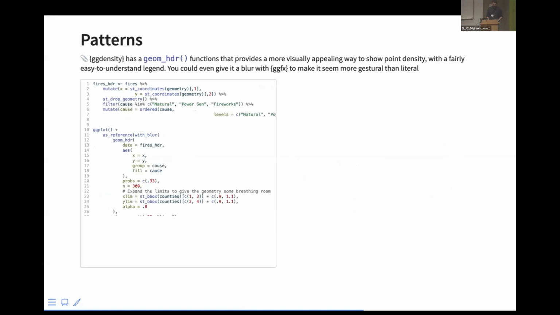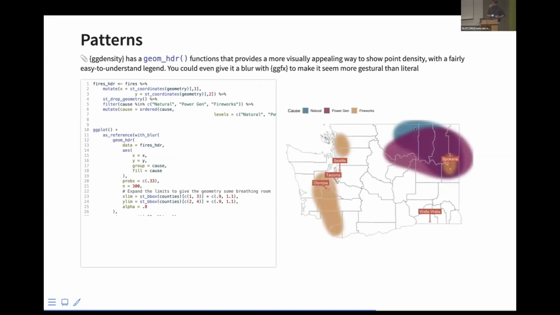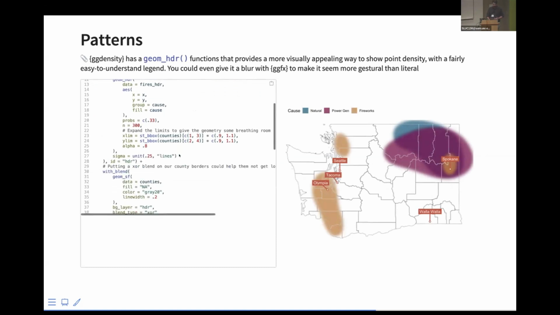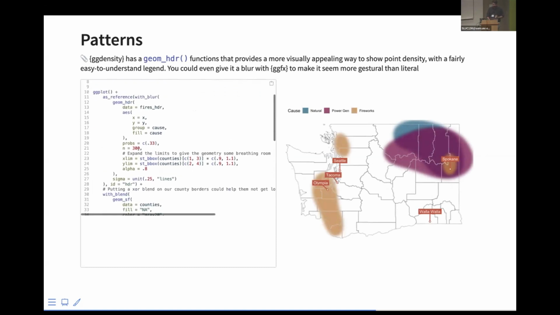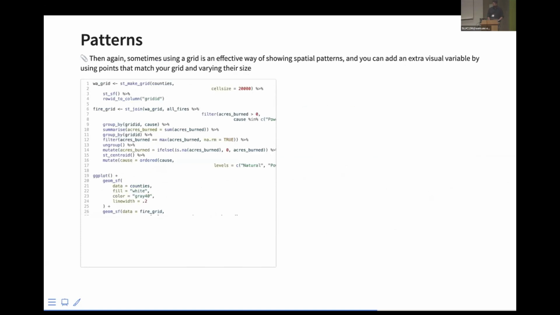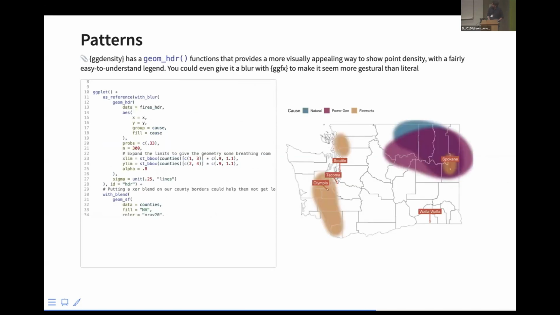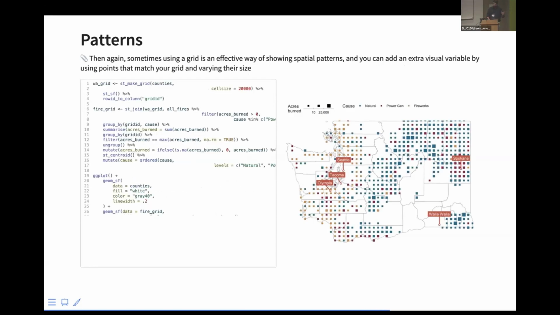The ggdensity package has a geom_hdr, which I think is a great way of visualizing patterns. If I don't want to show the actual fire points, I can show the concentrations of them. This is using that geom_hdr function, which is almost like a ggdensity, but it has easier parameters to work with, especially if you're going to use a legend. I didn't here. I also gave it a blur with ggfx to give it a little more gestural color.